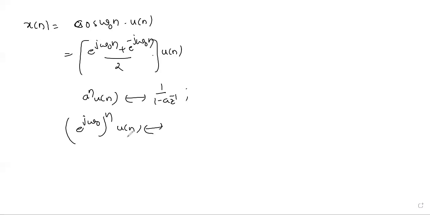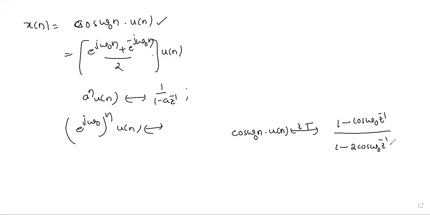Like that, here also write the Z transform for this, then doing the simplification, you will get the Z transform for cos omega naught n into u of n. Okay. Please try to solve this. You have to get the Z transform of cos omega naught n into u of n, after simplification, as 1 minus cos omega naught z inverse over 1 minus 2 cos omega naught z inverse plus z power minus 2. This is the Z transform you have to get after doing the simplification.